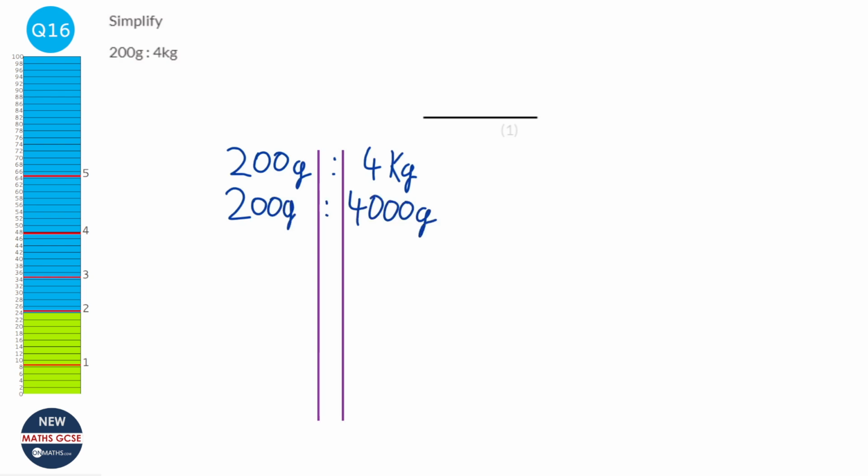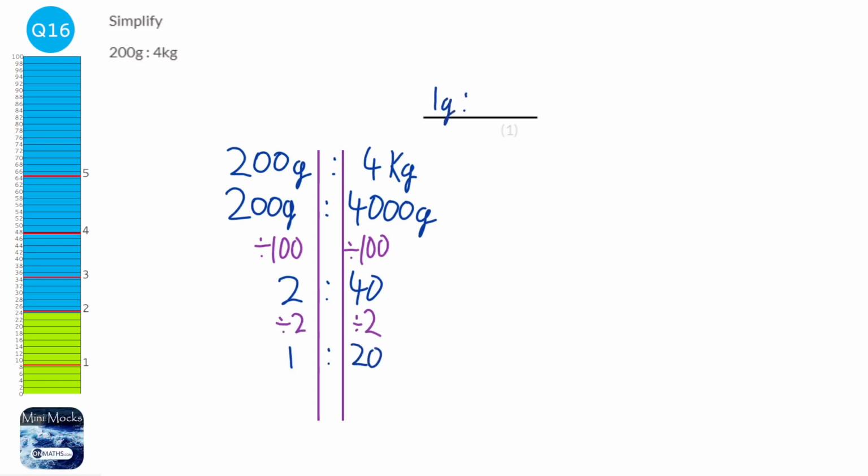And the reason I've chosen grams rather than kilograms is you want to always pick the smaller unit. Otherwise you'd be left with a decimal on the left hand side. You'd be 0.2, and that can be a bit more complicated. Okay, so I'm going to remove the units now, and we're just going to focus on the numbers. So we can divide both sides by 100 straight off the bat. So we've got 2 to 40. We can see we can divide them both by 2. And so we've got 1 to 20. And so it's 1 gram to 20 grams, or just 1 to 20.